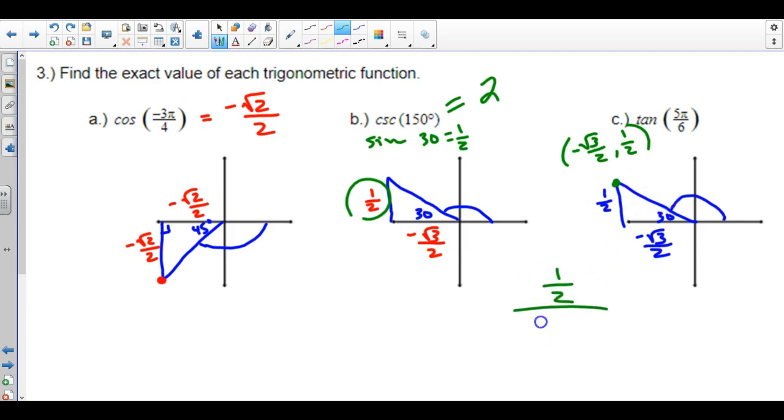So I'm going to take 1/2 over negative root 3 over 2. The 2's are going to cross out. I'm going to get 1 over negative root 3. I'm going to want to rationalize that, so multiply by radical 3 over radical 3. And my tangent ratio comes out to negative radical 3 over 3. Notice I'm just putting that negative sign wherever I want. It can go in front, it could go to the top, or it could go to the bottom. So that's where the negative comes from, and then 1 times radical 3 is radical 3, and my denominator is just 3.